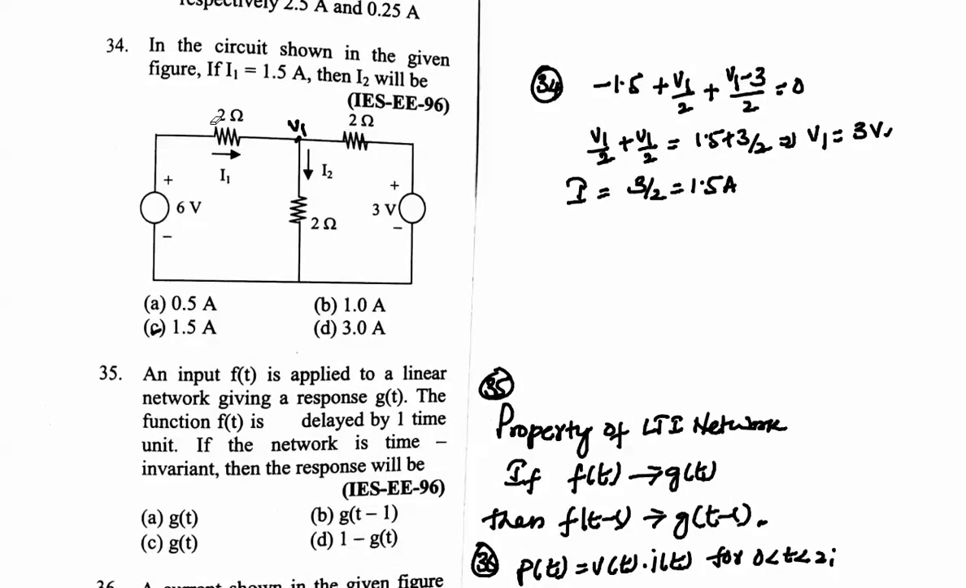34th problem here. In the circuit shown below, if I1 is equal to 1.5 amps, then what will I2 be? Here also I am applying nodal analysis. From the nodal analysis we can write that if I1 is equal to 1.5 amps, the current is entering here, so I consider it as a minus sign: minus plus V1 by 2 plus (V1 minus 3) by 2, we will get the answer as 1.5. Okay, I is equal to 1.5.